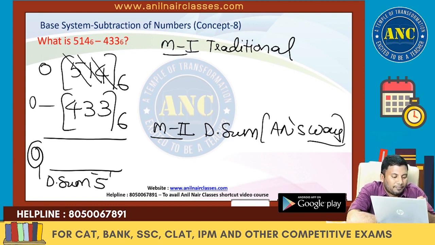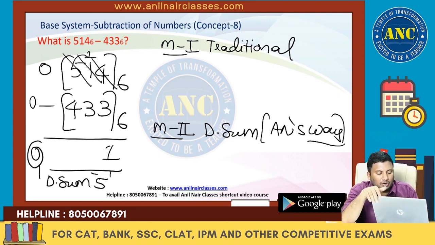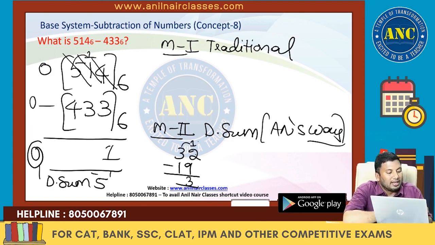Now let us solve. 4 minus 3 is 1, generic subtraction. 1 will not go into 3, so I will take a carry of 1. 1 will become 6 as carry. Suppose you are doing 32 minus 19: 2 will not go in, so 1 is carried, 10 plus 2 is 12, 12 minus 9 is 3.